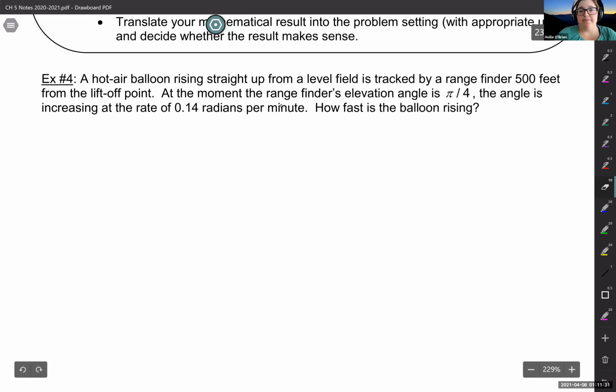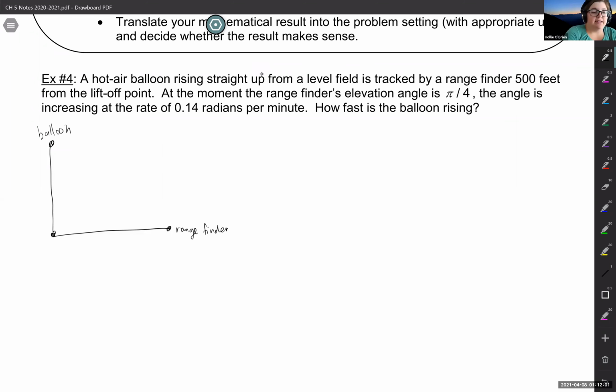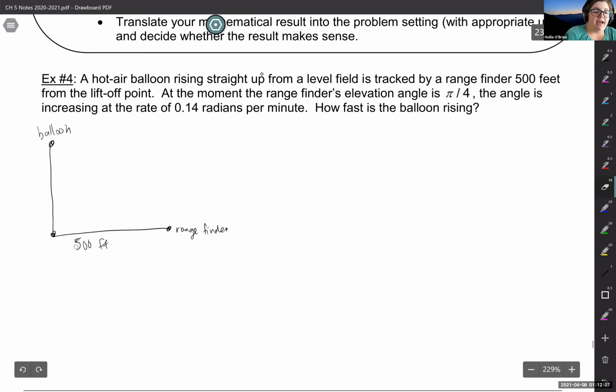Draw a picture. Okay. So right here, here's my field. My hot air balloon is going up. So this right here is my balloon. Now the rangefinder is 500 feet from the liftoff point across the field. So right here is my rangefinder. And guess what? It's a constant. This is 500 feet away. The rangefinder, it doesn't say they're moving. They are 500 feet away from the liftoff point always. They are staying still and they're going to track the balloon rising.